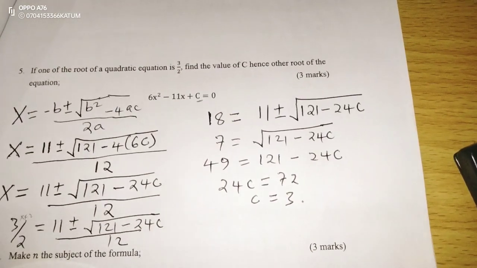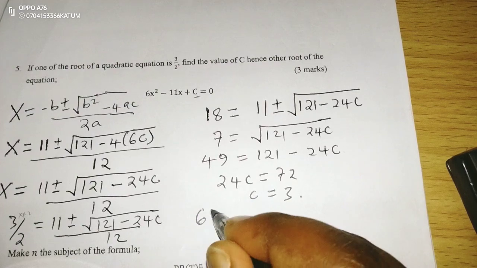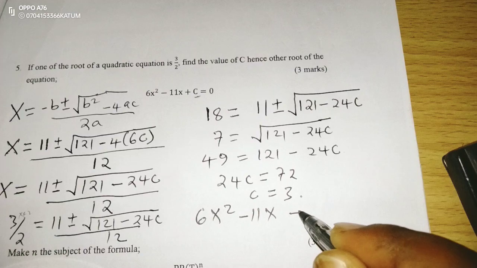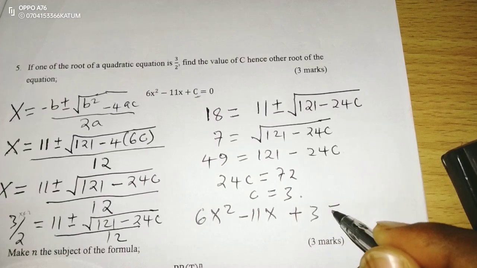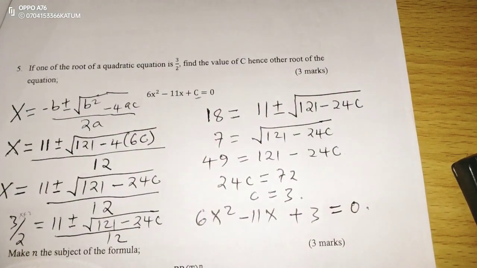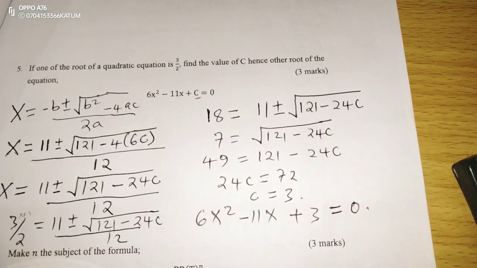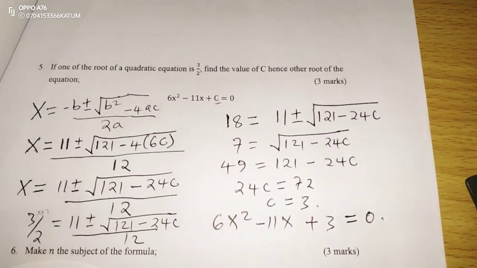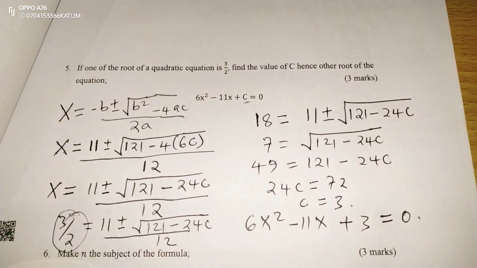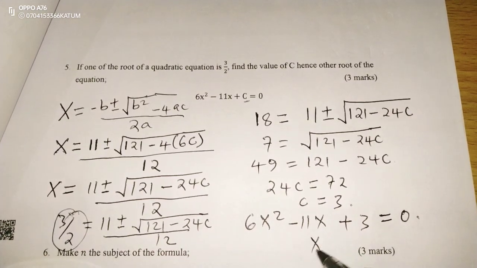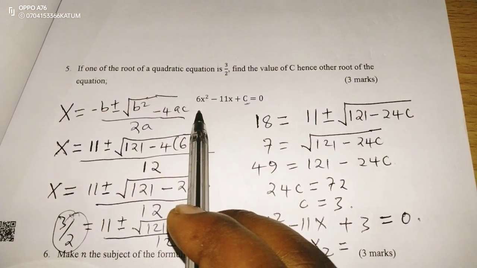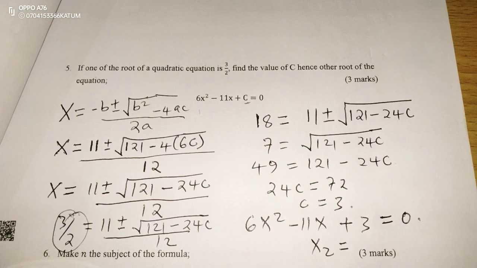This means the equation can be rewritten as 6x squared minus 11x plus 3 equals 0. Therefore, we now have the complete expression of the quadratic equation. This means we can solve for the other root. Now that one root is known as 3 over 2, the other root of x can also be solved using the quadratic formula, the completing the square method, or the method of factorization.